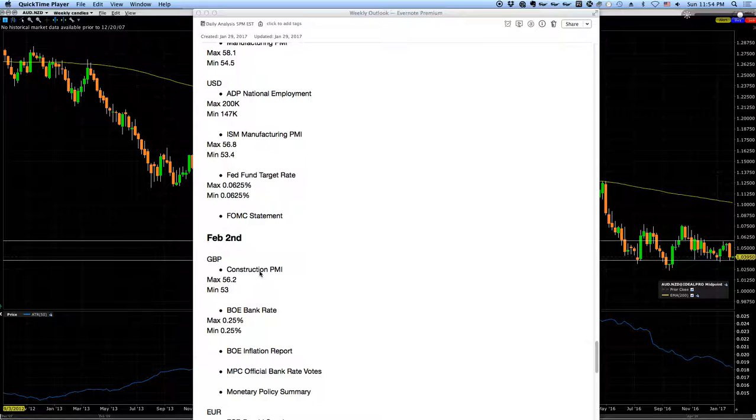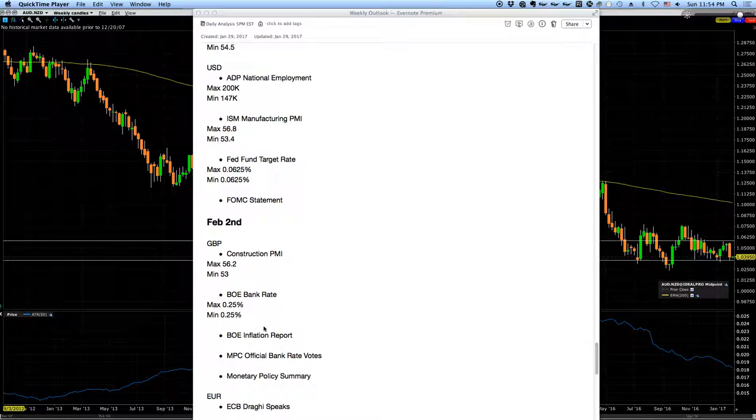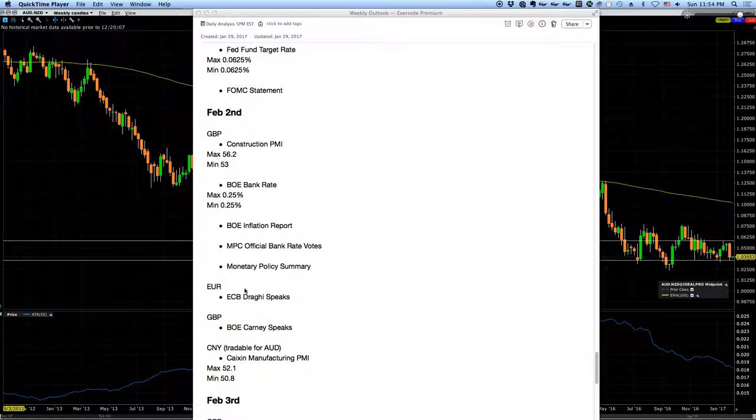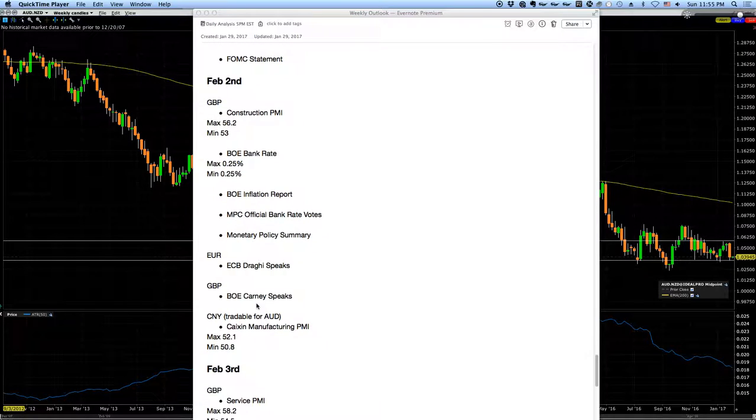Thursday, we will have the construction PMI from the UK, the Bank of England bank rate, followed by the inflation report, official bank rate votes, and monetary policy summary. Then after that, we have the ECB Draghi speaks, and after about 15 minutes, you have the Bank of England Carney speaks, which is quite interesting. I don't even know if they are in the same event or just separated, but it just looks like they're going to speak at the same time.